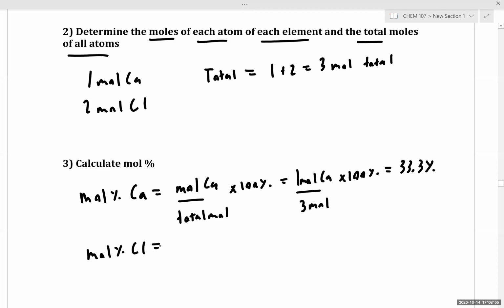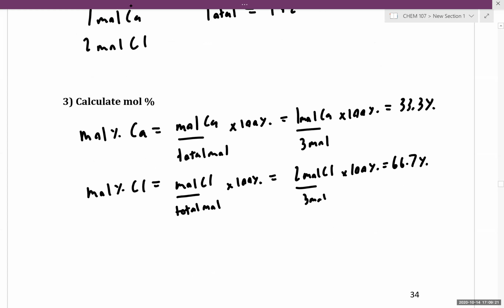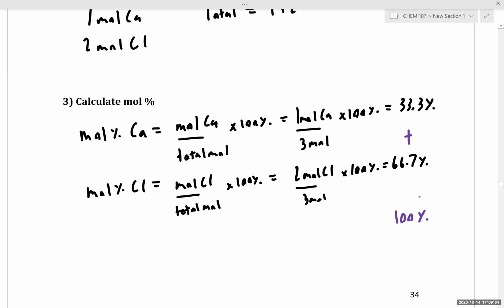The mole percent of chlorine, on the other hand, would be the moles of chlorine over the total moles times 100%, which is equal to 2 moles of chlorine over 3 moles total times 100%, which gives us 66.7%. As you notice, if we add up and look at the total number of moles of all atoms of each element, the mole percentages will add up to 100%. So that's just a way of checking your work. Does this example make sense to everyone?